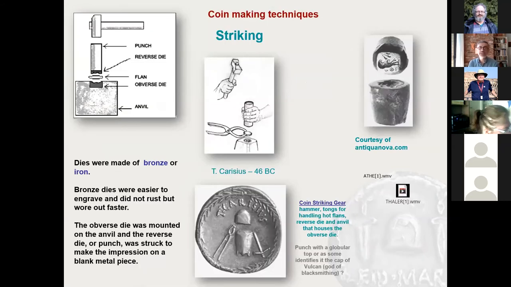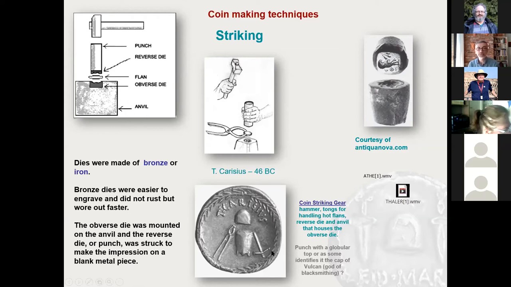Coin making techniques are experimented and well known right now, but it was something that everyone discovered in the ancient world. You have two dies, obverse and reverse dies, and you place the obverse die in an anvil, and you prepare your flan, the blank, and attach the reverse die to a punch, and then you strike.